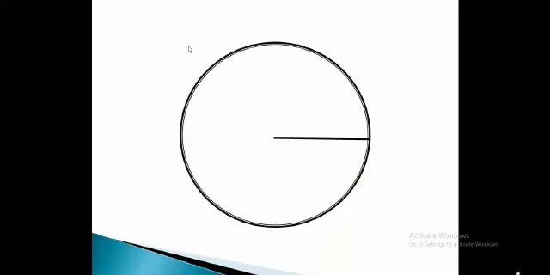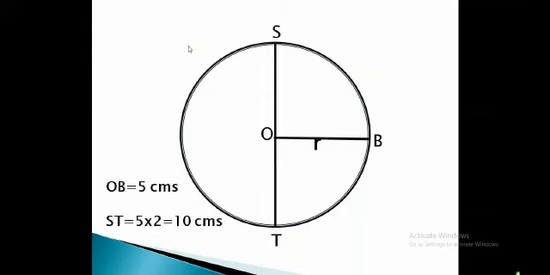We'll name it. Now what is this? This is the radius. The center point is O, and the other point on the circle is B. So OB is the radius, and then you draw a diameter. We'll name the diameter S and T. Now what is the measurement of OB? It is 5, and ST is 2 times the radius, that is 5 into 2, which is equal to 10 centimeters.